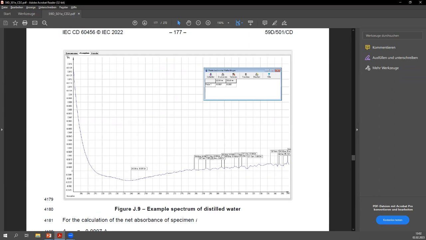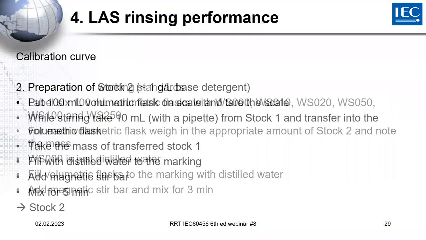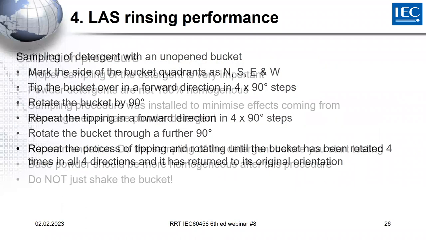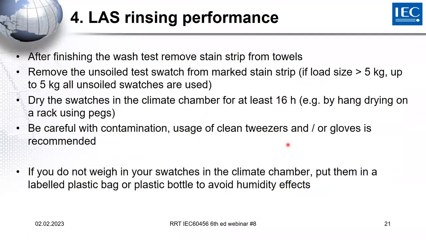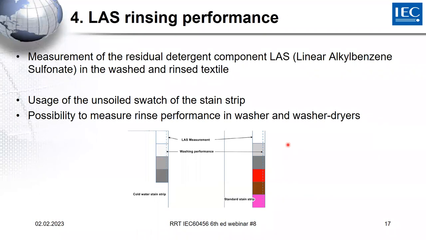Rolando. Yes, Michael, thank you. I need just a clarification because on the first slide of the LAS method, you refer to a load of 5 kilo and mention the number of swatches we have to measure. You mentioned up to 5. If you have a load that is up to 5 kilogram, so 1 kilogram to 5 kilogram, you would take all of the white swatches. So for 5 kilogram, yes. In case you have more than 5.